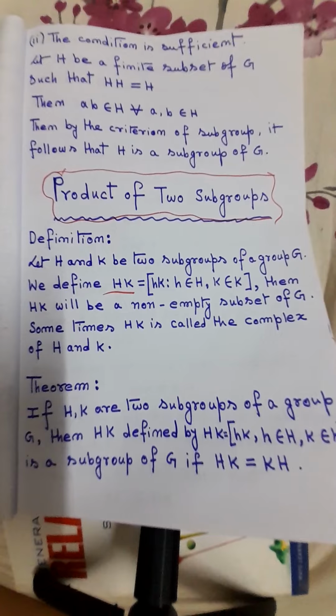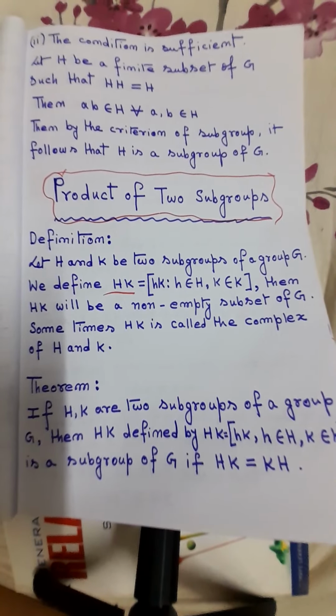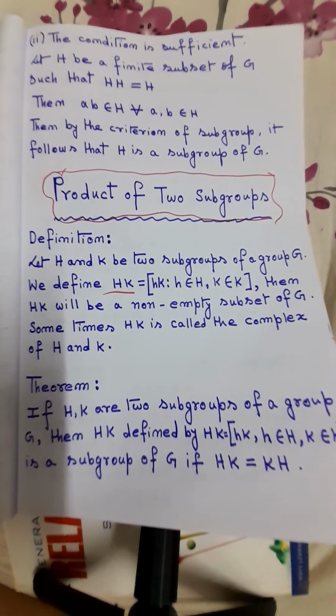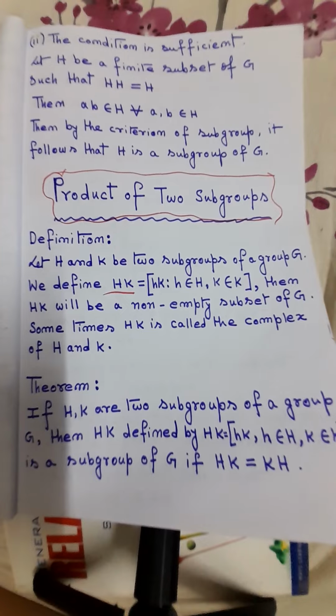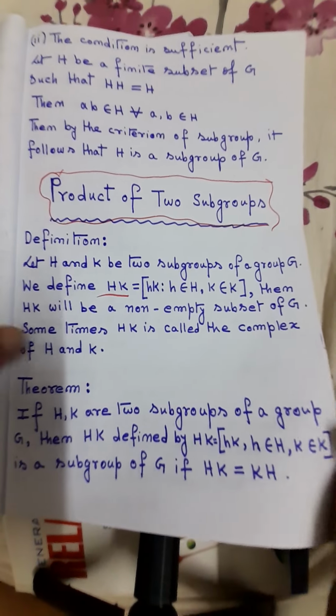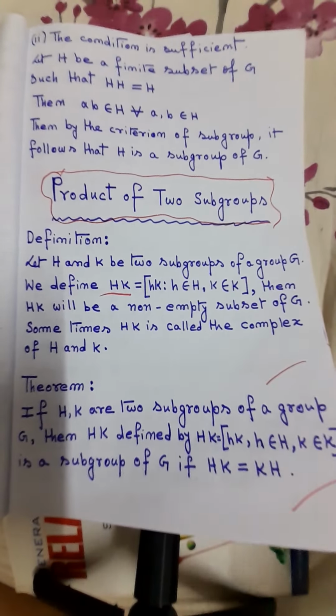Theorem: if H and K are two subgroups of a group G, then HK, defined by HK equal to {hk, where h belongs to H, k belongs to K}, is a subgroup of G if and only if HK equal to KH. It often comes in university examinations as a question. Okay, this is the theorem.